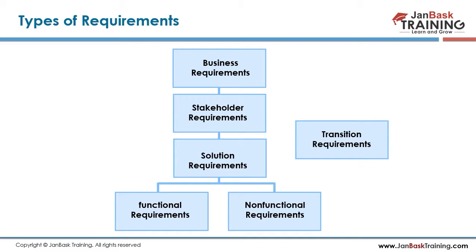Now you need to make sure how you're going to segregate the requirements as well. So requirements on a high level are divided into two basic things: functional and non-functional requirements. So there are business requirements as well. What are solution requirements, what are transition requirements, what are stakeholder requirements. This is how you're going to break it down into higher levels of trees. But the requirements finally are divided into two segments: functional and non-functional requirements.